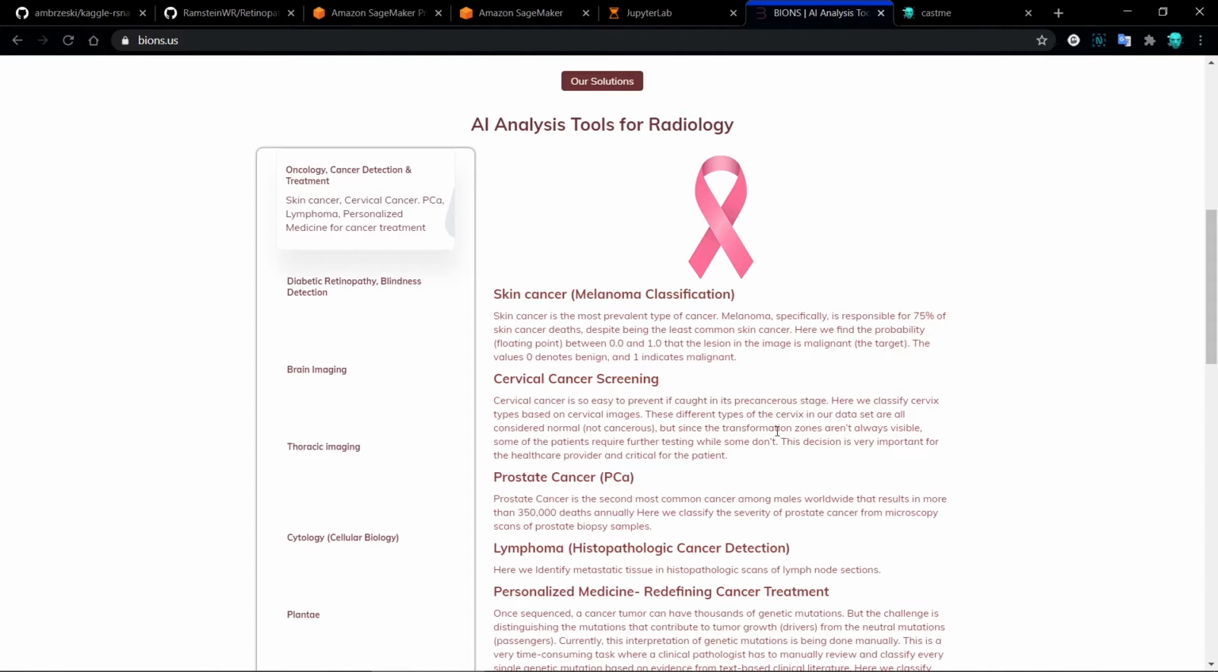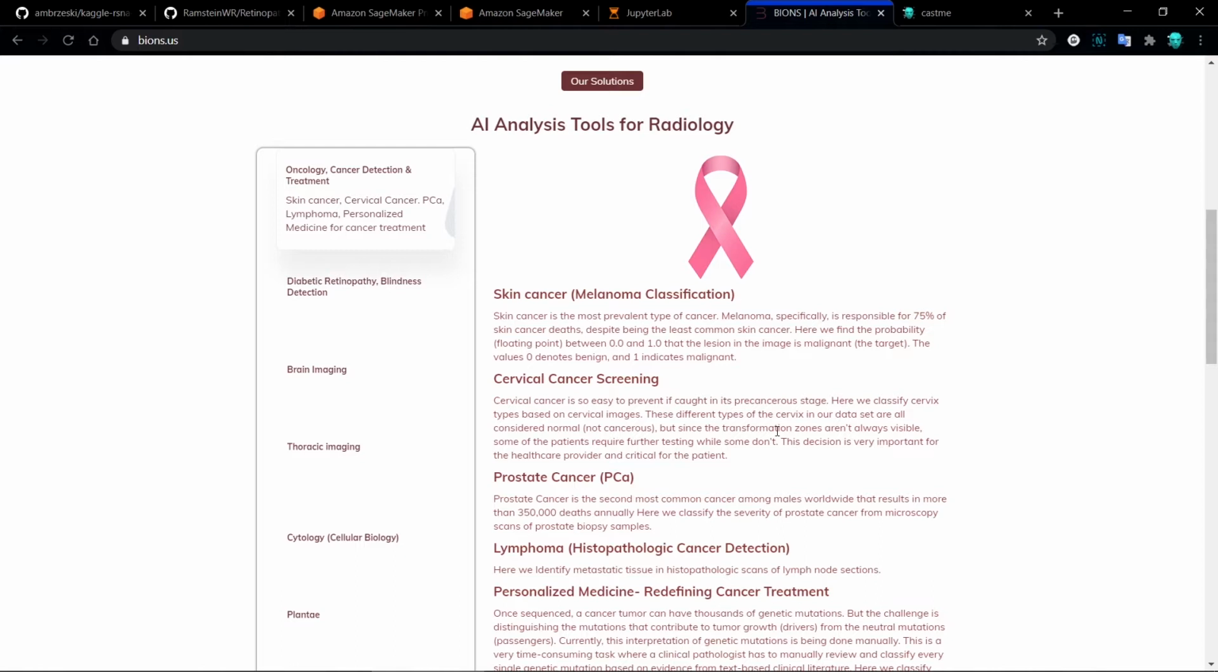That's histopathologic cancer detection, and histopathologic refers to a lymph node, the lymph tissues. And also personalized medicine for cancer treatment. Based on your genomic sequences, we will even work on developing personalized medicines for every person. So this was the part on oncology.